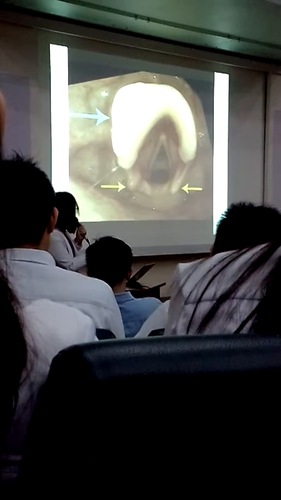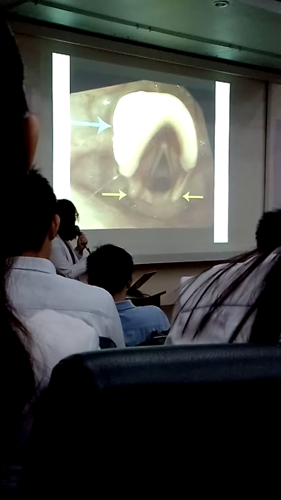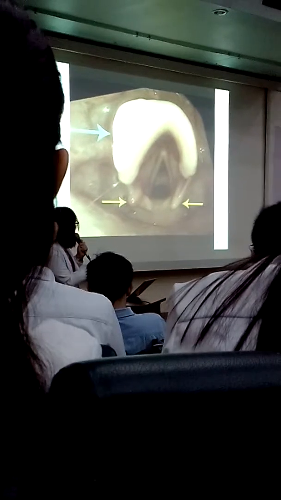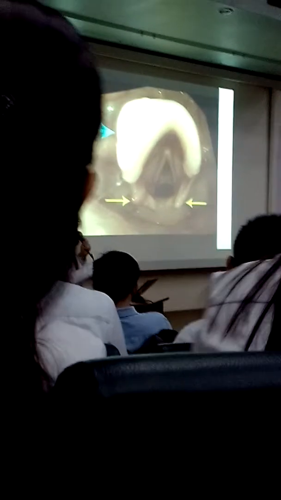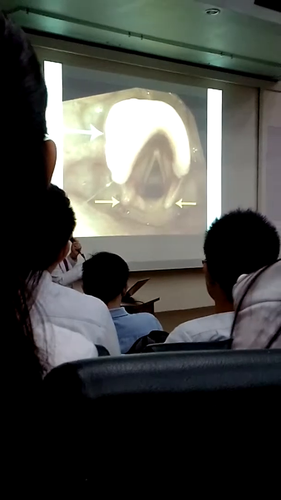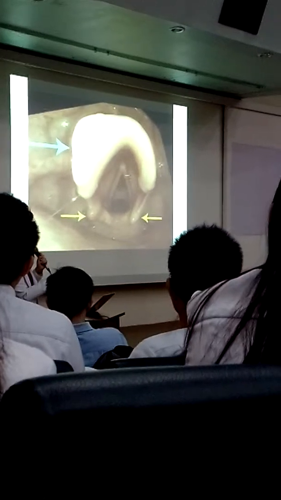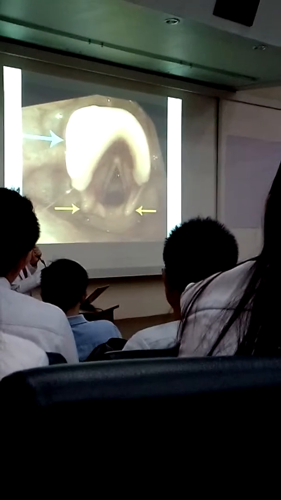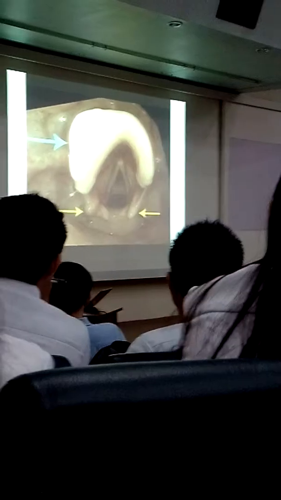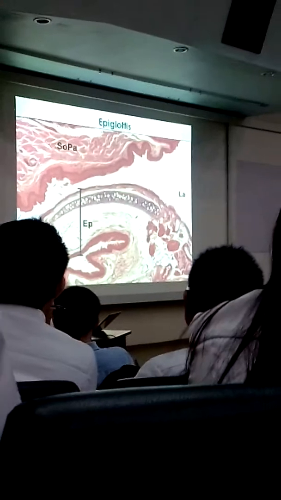So what is this structure? How about this one? Vocal fold? Is this a vocal fold? These are the arytenoids. How about this one? This is the true vocal cord. And above, you can find the false vocal cord.